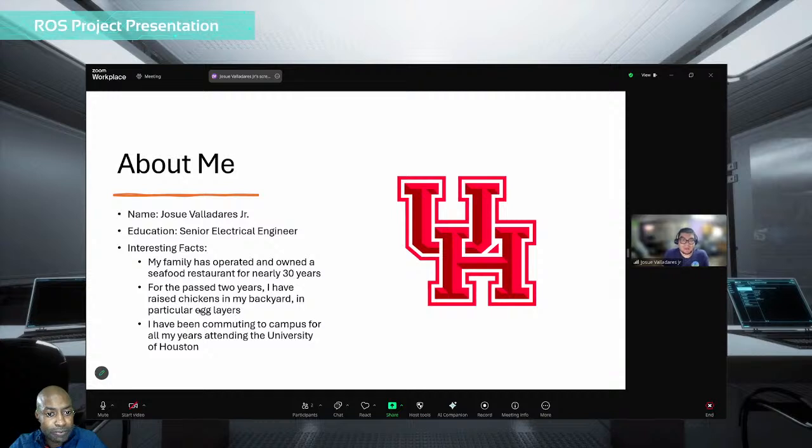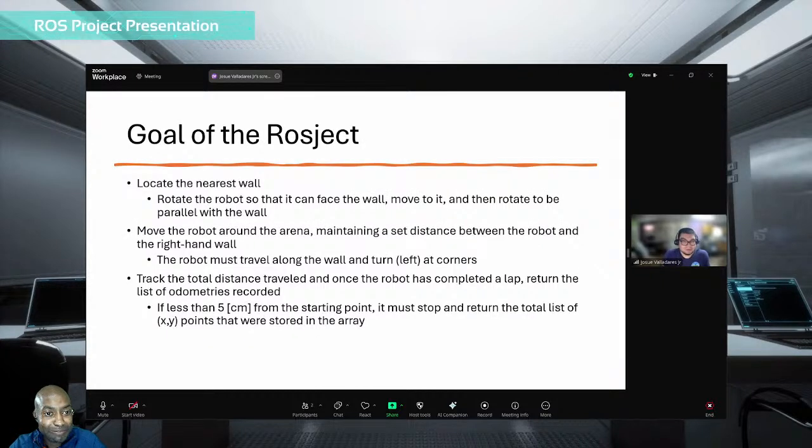My name is Josue Valladares Jr. I'm a second generation college student. My father was before me. He's actually Josue Senior. I'm a senior electrical engineer at the University of Houston. And some interesting facts about me is around 30 years ago, my family came from Mexico to the United States and started their own business, and it's been going pretty all right for the past 30 years. I raised chickens in my backyard. It has its ups and downs, but they've mostly been ups right now because of the price of eggs. All right. And I commute to campus pretty much.